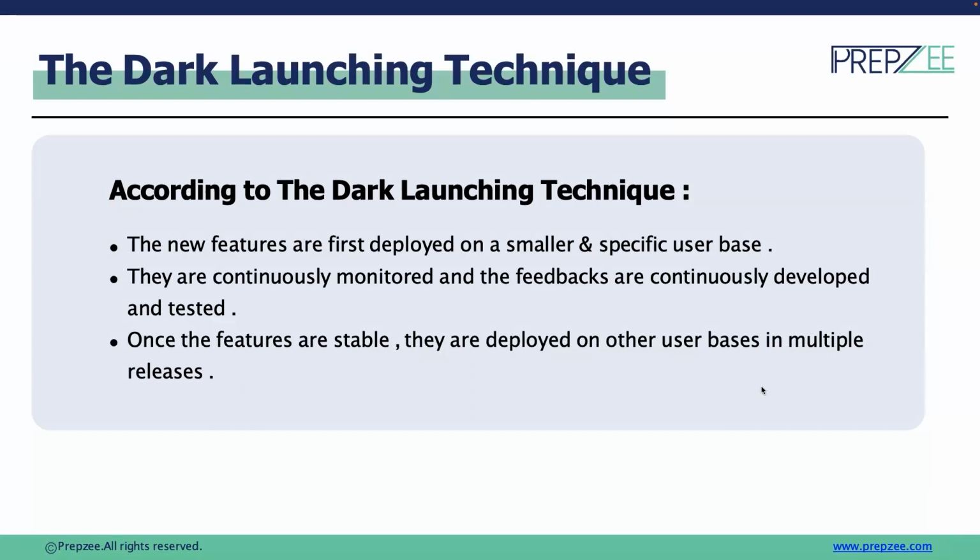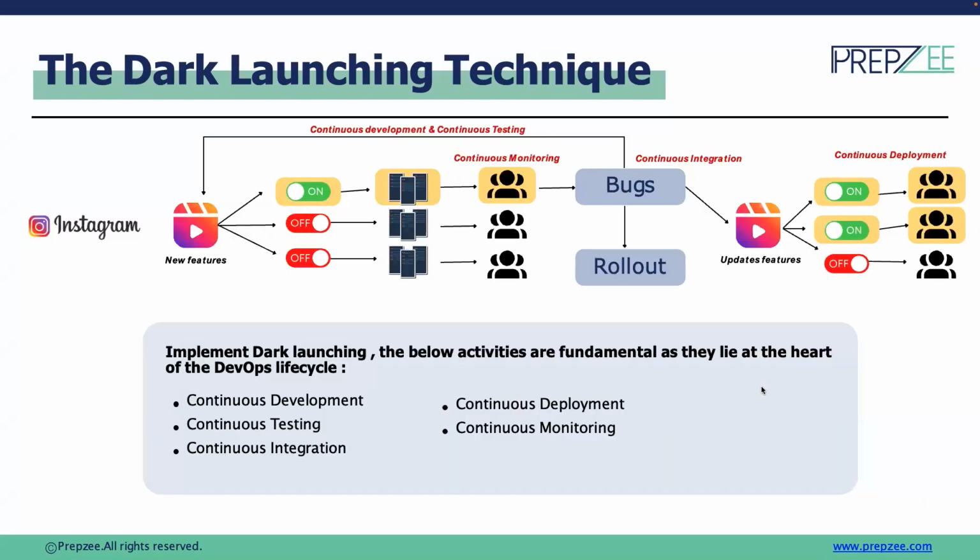And once the features are stable, there are no bugs, they have been well approved and are liked by the audience, then they will be deployed to multiple other user bases in future releases. For example, the new feature will always have the option of on and off, and it is first sent to the stakeholders for their approval. Once they approve, it is rolled out to a specific set of users, and then they may report bugs.